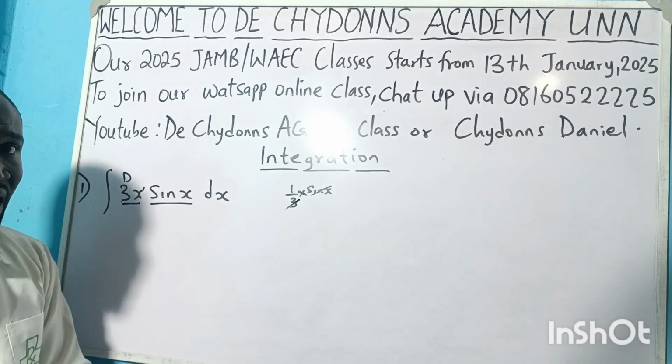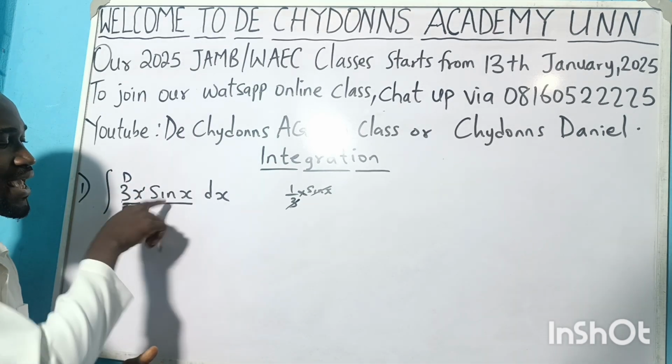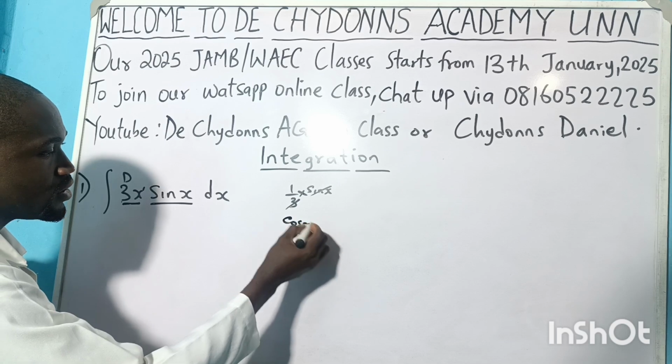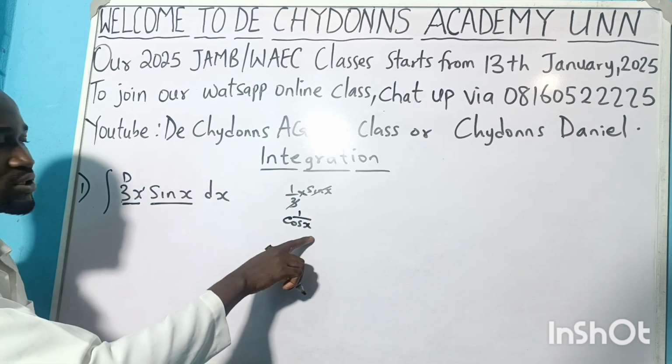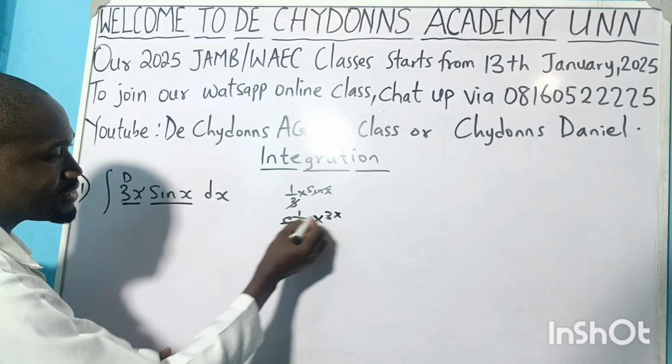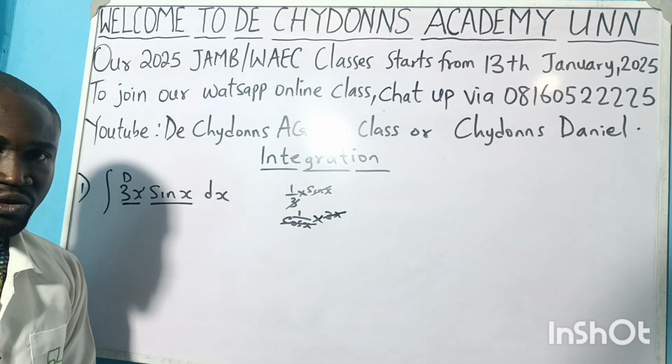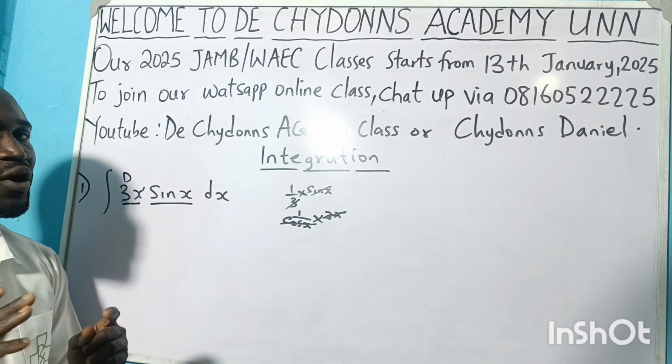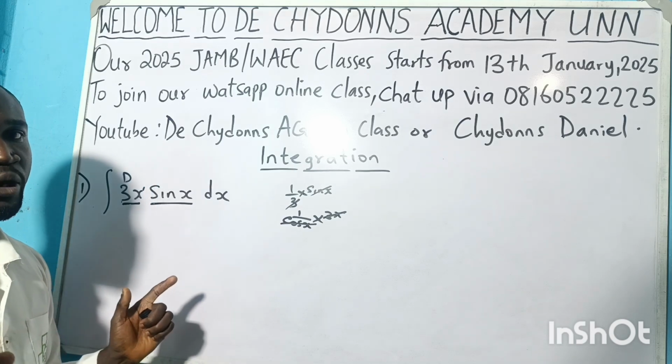You can follow the other way around though. Differentiate sine x, you have cos x. You invert it, it becomes 1 over cos x. Multiply it by 3x to know whether they will cancel out. Can this cancel out? No, they can't cancel out. And so you know that you can't use integration by substitution.